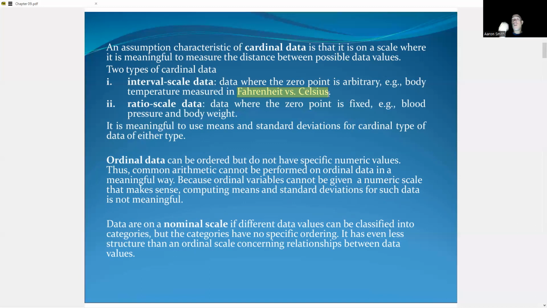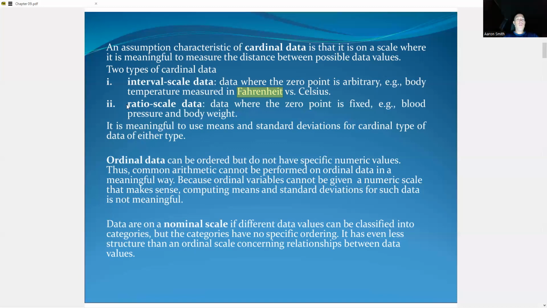Now, when I say I'm measuring in Celsius, I have an idea of the difference between what's going on. I have an idea of distance between them, but I could rescale, and the zero is different. So 0 Celsius is different than 0 degrees Fahrenheit, which is different from 0 degrees Kelvin. All right, so if I have numeric data where the zeros are not consistent, so if I say 0 on this scale and that's a different measurement than 0 on a different scale, then I have interval scale data.